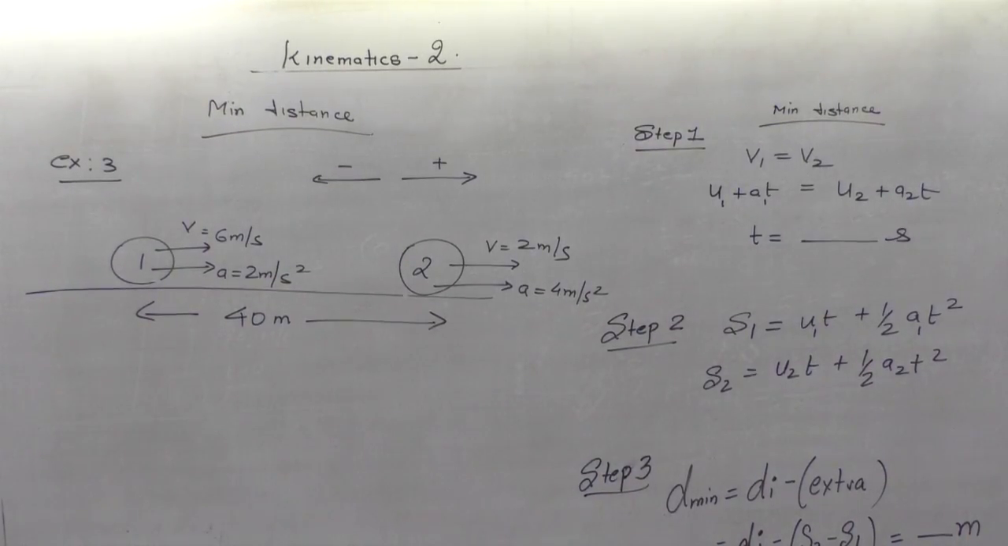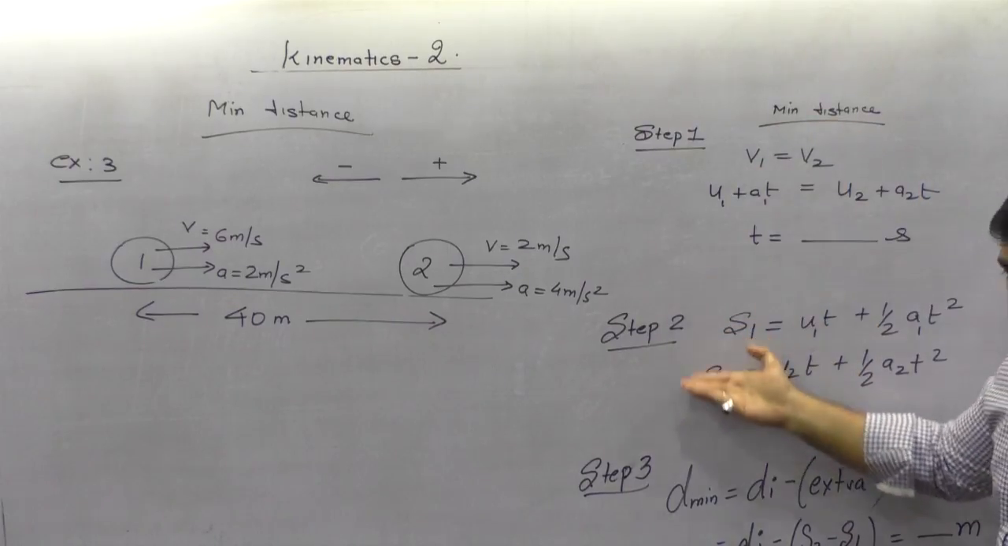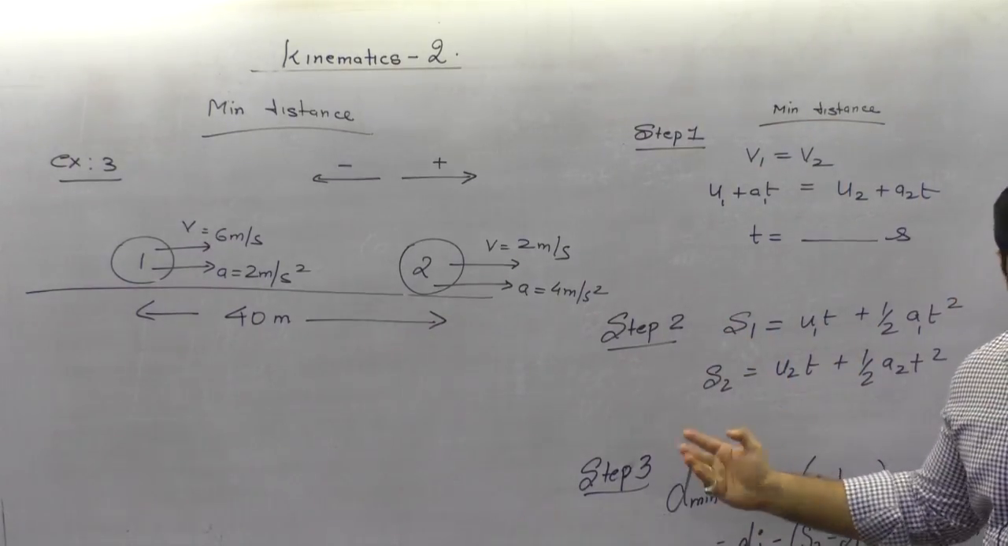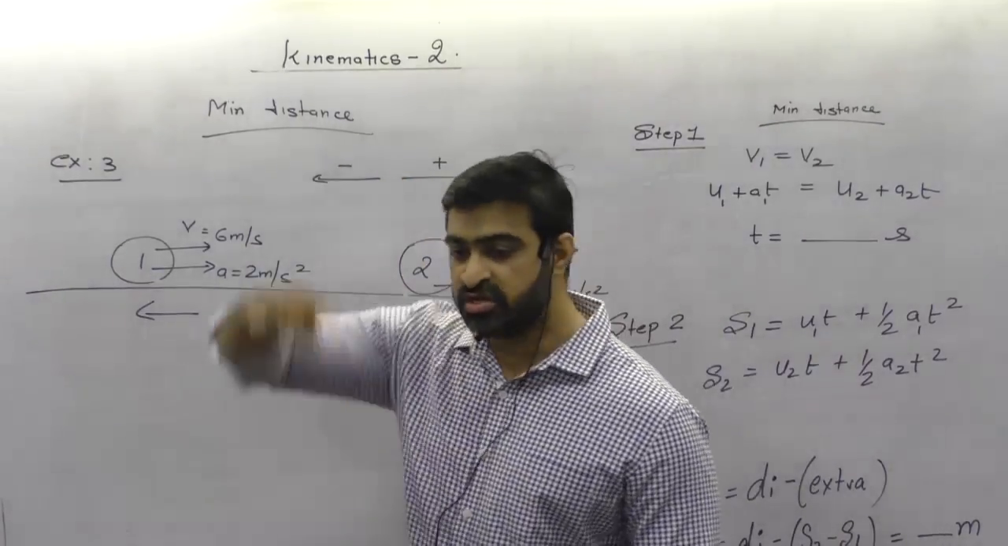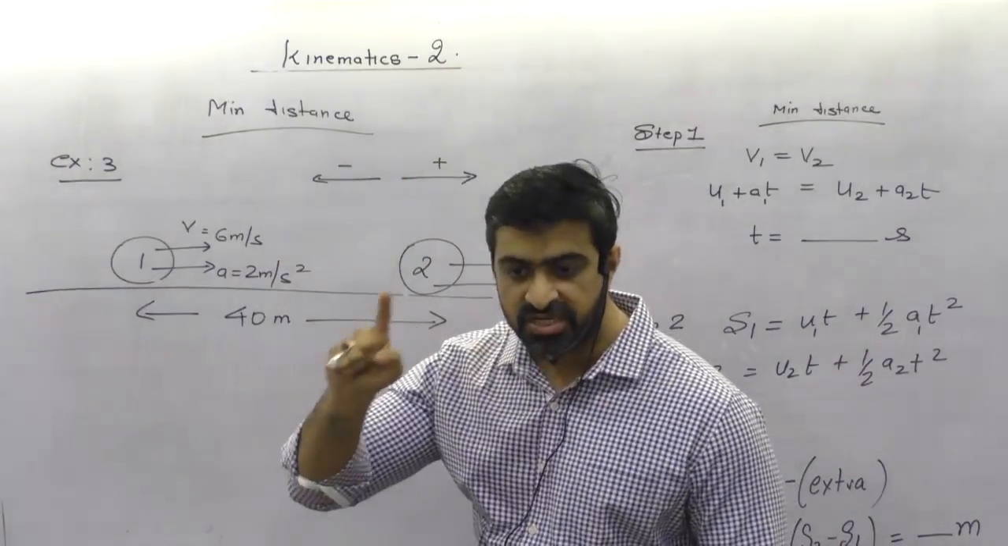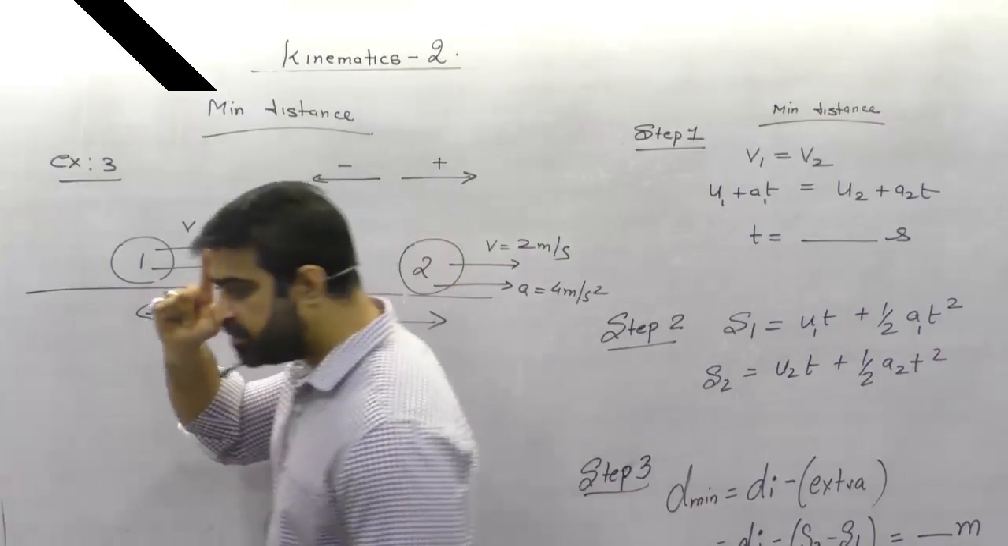What's happening? If they ask you, you can follow those steps and get the answer. Otherwise, maximum times collision sums are asked. That also which motion? Vertical motion. Vertical motion ka catch, assume both of them going in the same direction.